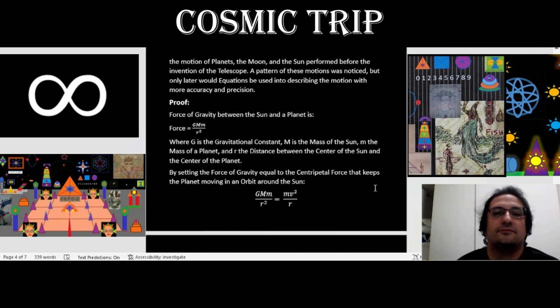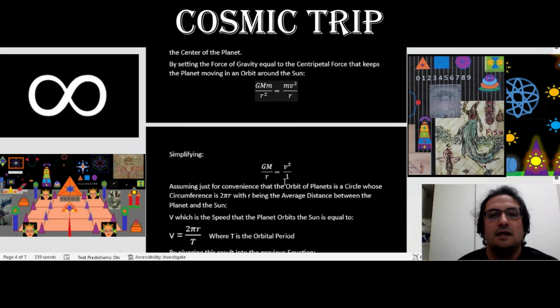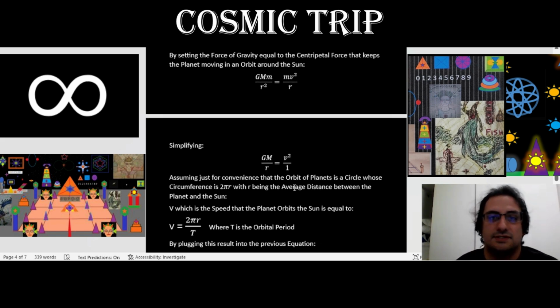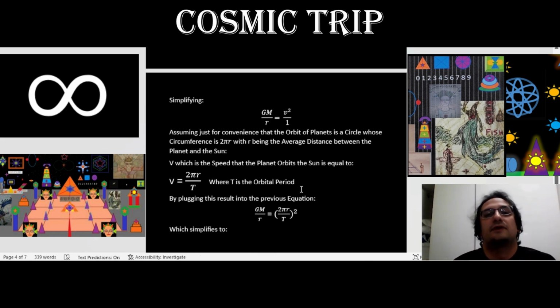By setting the force of gravity equal to the centripetal force that keeps the planet moving in an orbit around the Sun, we get the following. Now, if we simplify this, the little m, which represents the mass of the planet, cancels out, and also one of the r's cancels out. So you can find the speed of the orbit by taking the square root of both sides of this equation. The square root of big G times M over r gives you the speed that a planet is orbiting the star, or the speed that a satellite is orbiting the Earth.